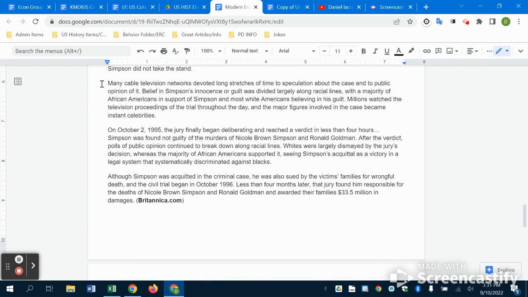Many cable television networks devoted long stretches of time to speculation about the case and to public opinion of it. Belief in Simpson's innocence or guilt was divided largely along racial lines, with a majority of African Americans in support of Simpson and mostly white Americans believing in his guilt. Millions watched the television proceedings of the trial throughout the day, and the major figures involved in the case became instant celebrities.